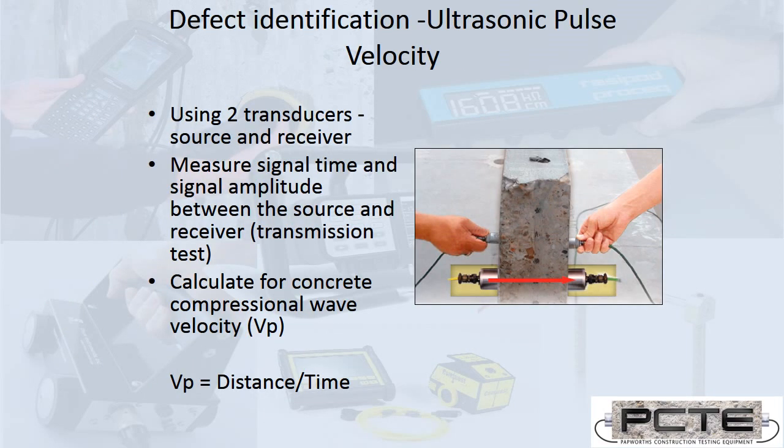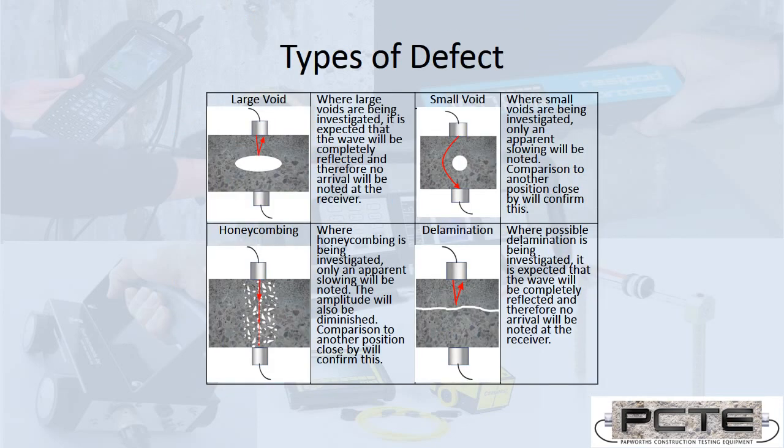So if we wanted to locate defects using ultrasonic pulse velocity, we need to have the signal path of those compression waves travel through the area of concern. So if the void is in the middle of a beam, they need to be placed on either side of that beam. And depending upon whether we have voiding or delamination or honeycombing, there's going to be slightly different results in terms of that signal. This is where we bring interpretation into the measurement.